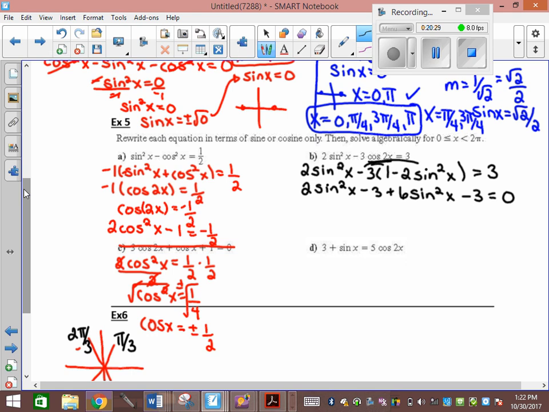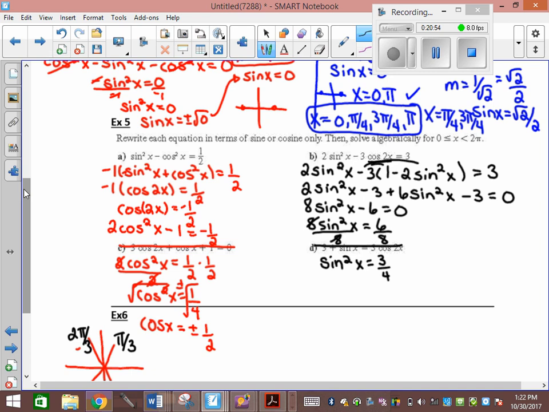So we have 2 sine squared x plus 6 sine squared x, which is 8 sine squared x, minus 6 equals 0. And now we can just solve. 8 sine squared x equals 6. Divide by 8. Sine squared x equals 3 over 4.